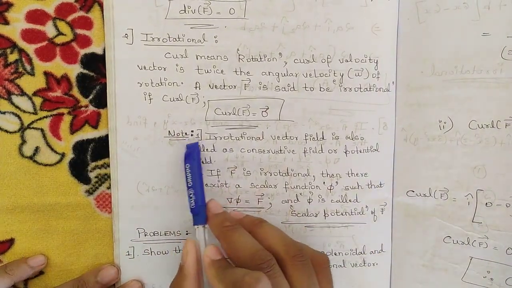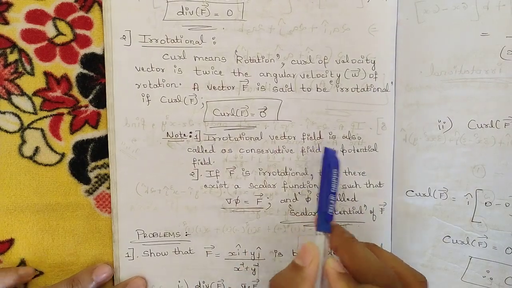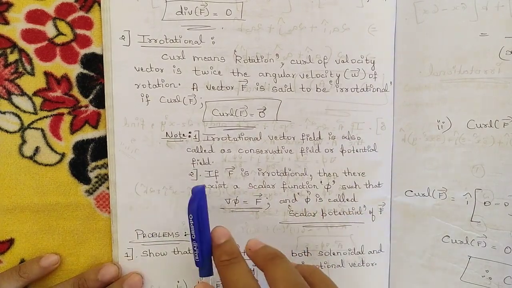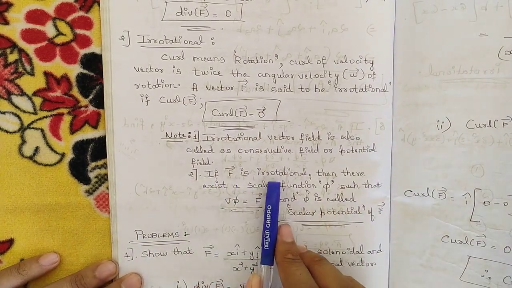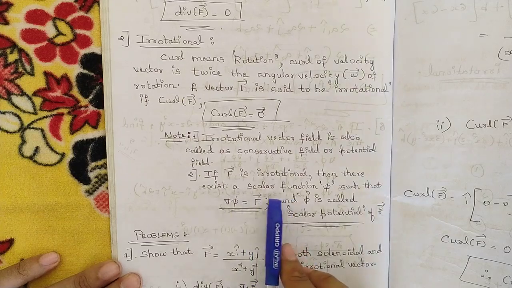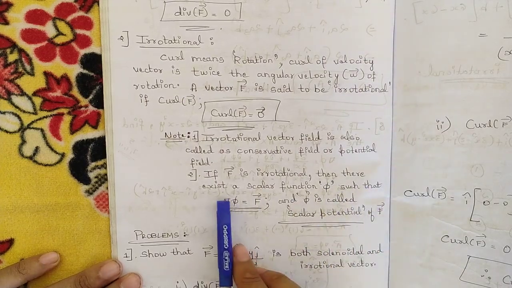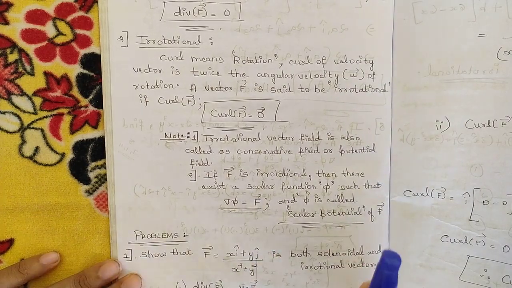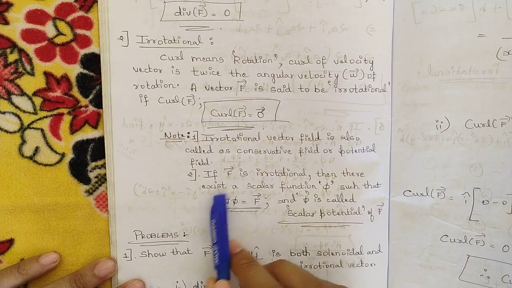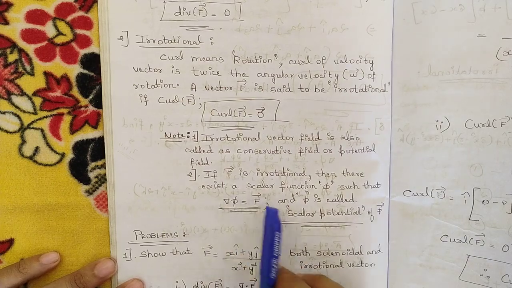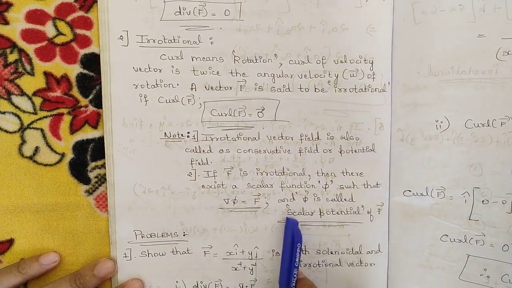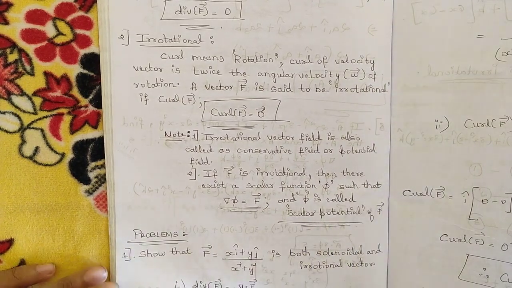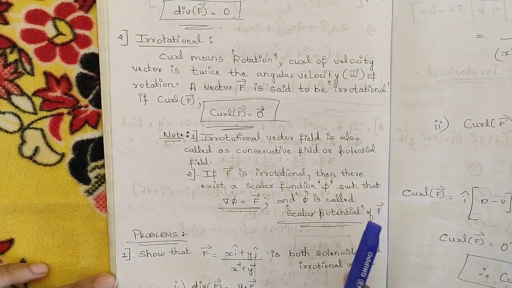Under irrotational conditions we have some notes which you need to know. Note 1: an irrotational vector field is also called a conservative field or potential field. Next, if the f vector is irrotational, then there exists a scalar function phi such that the gradient del phi is equal to the f vector. That phi is called the scalar potential of the f vector, or the scalar point function of that f vector. This comes under only the irrotational condition.